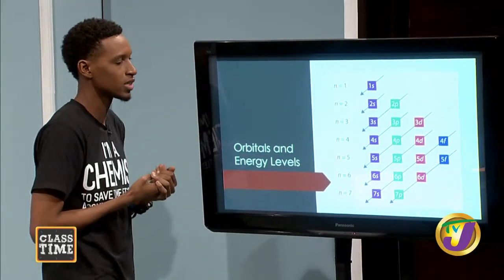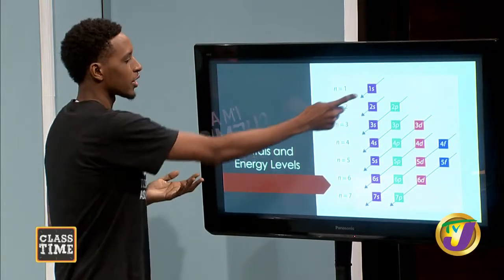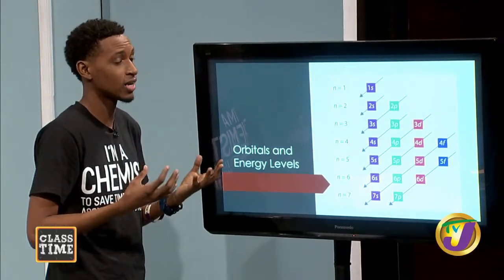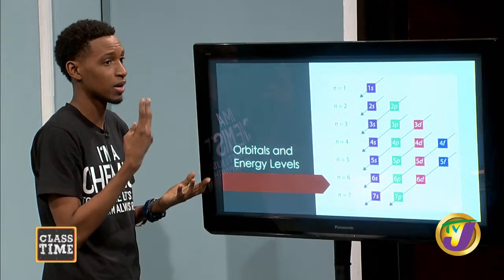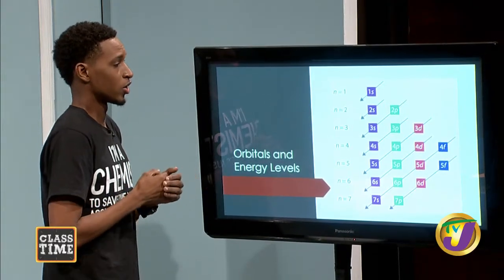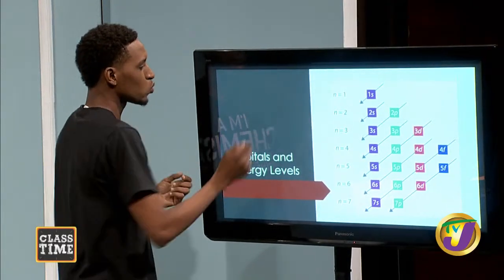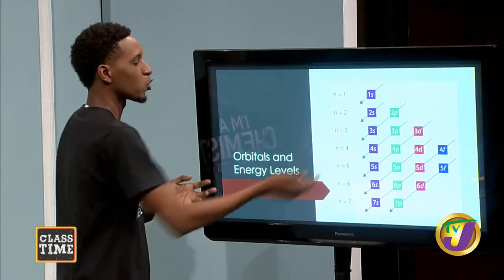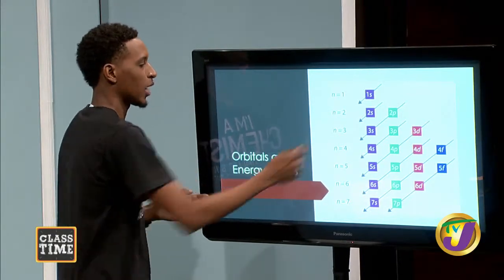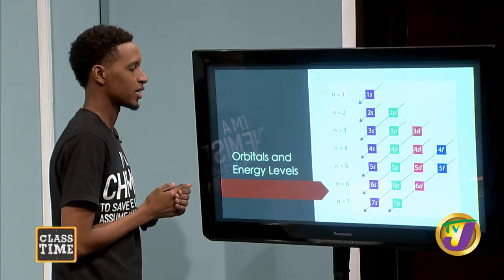So if we are putting electrons in an atom, we'd start with the 1s. As we said earlier, an s orbital can hold a maximum of 2 electrons. Now, we put in the 2 electrons. Once this orbital is full, we move on to the 2s, and we put in the electrons in the 2s.